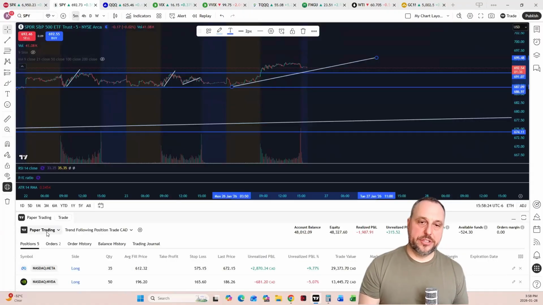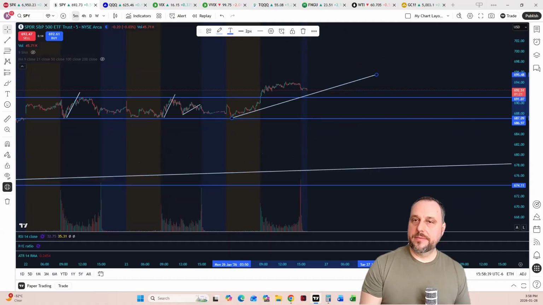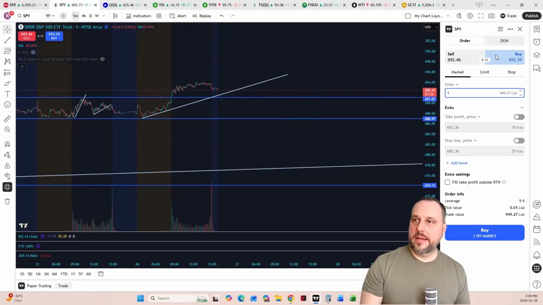Now, I already have a bunch of paper trading accounts set up, so it automatically logs me into a paper trading account, and I have several. You might have to set yours up, but they'll walk you through it. It's just not a big deal at all. Once you have that done, then you can click on the buy sign again, and you'll get your order panel.